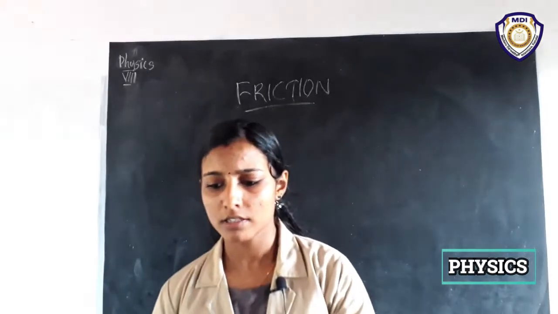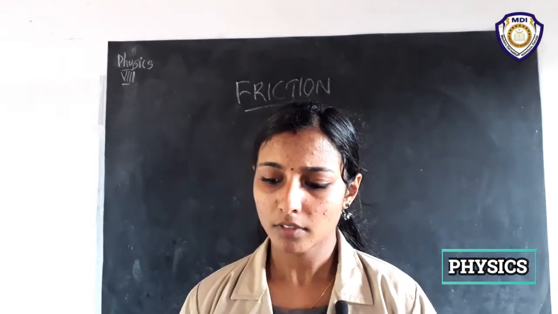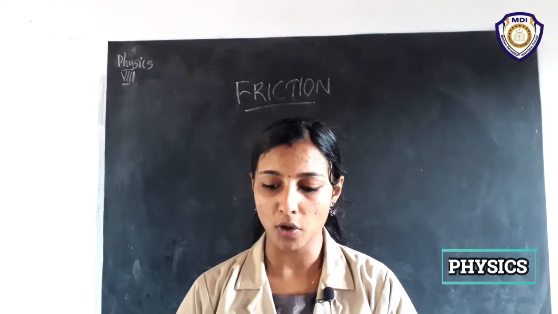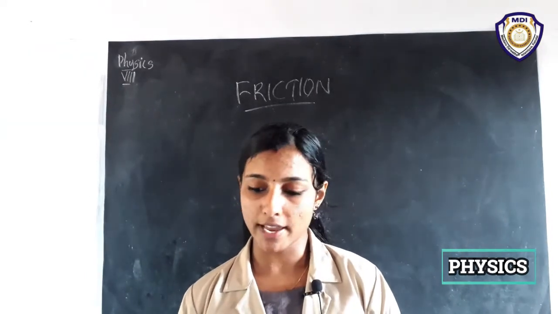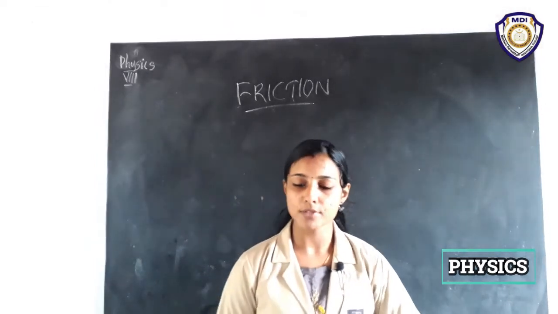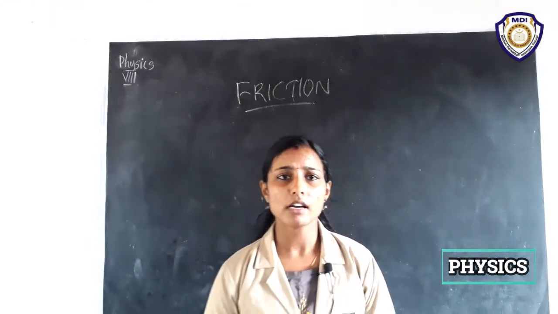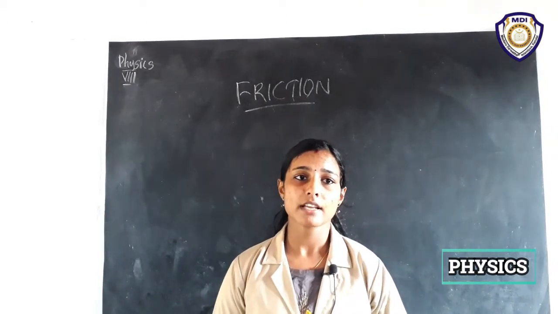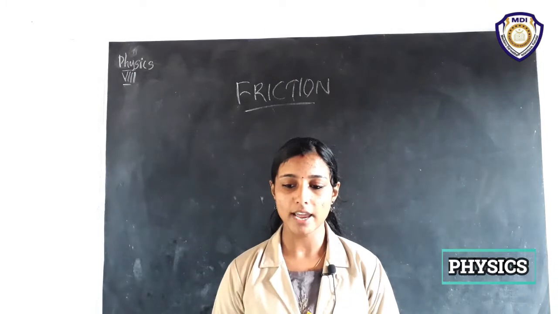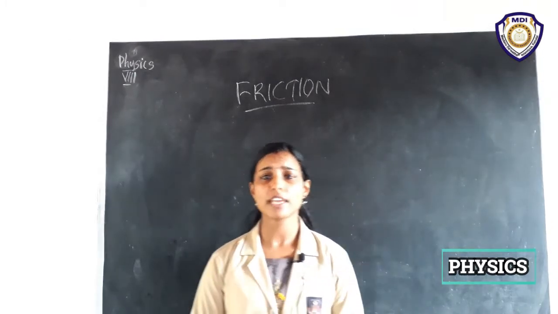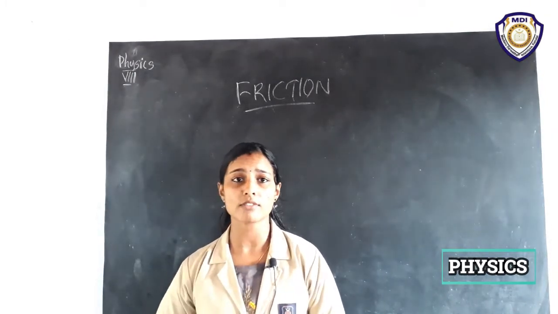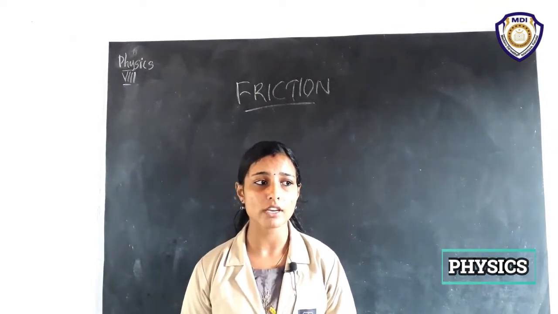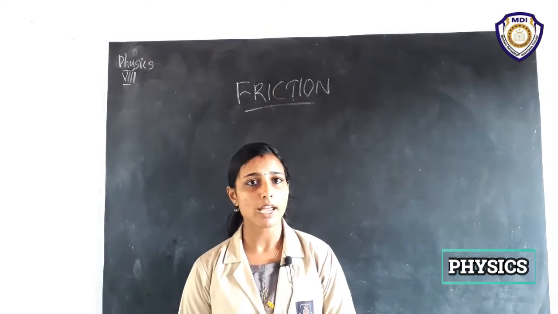Here some more examples are given. That is why it is difficult to walk on a smooth or a wet floor, and a boy falls down when he steps on a banana peel. All these situations explain the effect of friction, right? We can walk on the surface of the earth because of friction. Unless it is acted on by friction, we cannot walk on the floor, right?